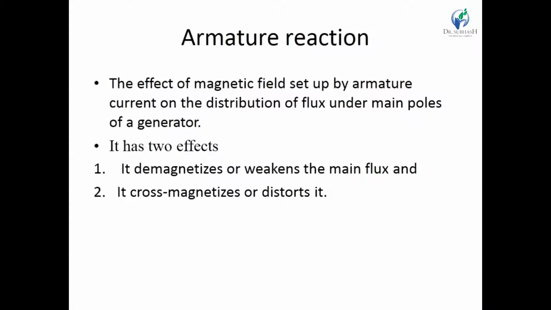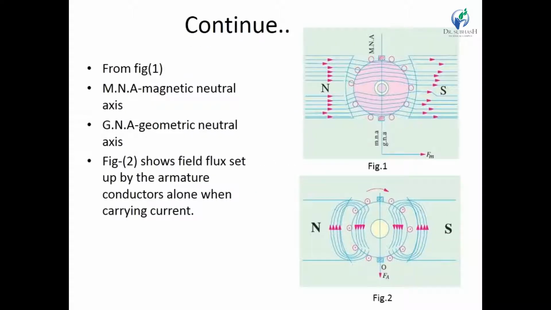The armature reaction is divided into two parts. The first part is demagnetizing, or weakening the main flux, and the second is cross-magnetizing, or distorting it. In the cross-magnetizing effect, due to the armature reaction, the flux in the air gap gets strengthened at one end of each main pole and weakened at the other end. This is called the cross-magnetizing effect of the armature reaction. The cross-magnetizing effect distorts the air gap flux density.